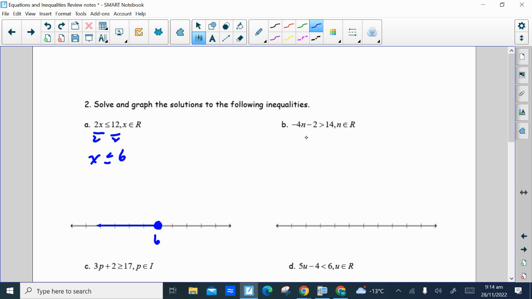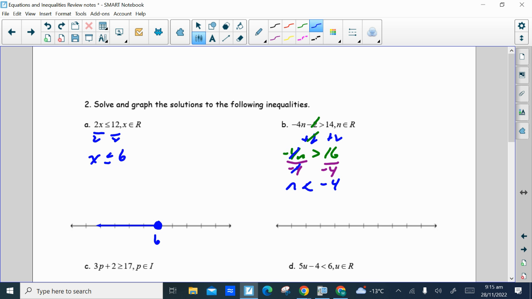Question B. I'd start by adding 2 to both sides. So on the left side, the minus 2 plus 2 cancels. I'm left with negative 4n greater than 16. Then we'll divide both sides by negative 4. Negative 4 divided by itself cancels, and you get an n. And now because we divided both sides by a negative value, now the inequality reverses. And 16 divided by negative 4 is negative 4. So there's our answer.